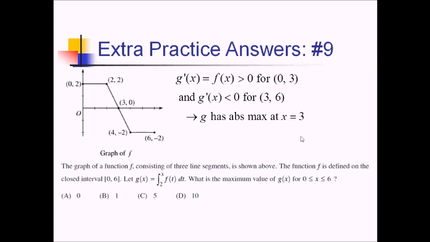So once we've reasoned this out, all we have to do is plug 3 into the g function here. So we're essentially finding the integral from 2 to 3 of the f function. Going from 2 to 3, we just have this one little triangle to compute. It's positive area because it's above the x-axis moving to the right. So that's going to be positive 1/2 times a base of 1 times a height of 2. Half and 2 cancel, leaving us with just 1, which gives us answer choice B.